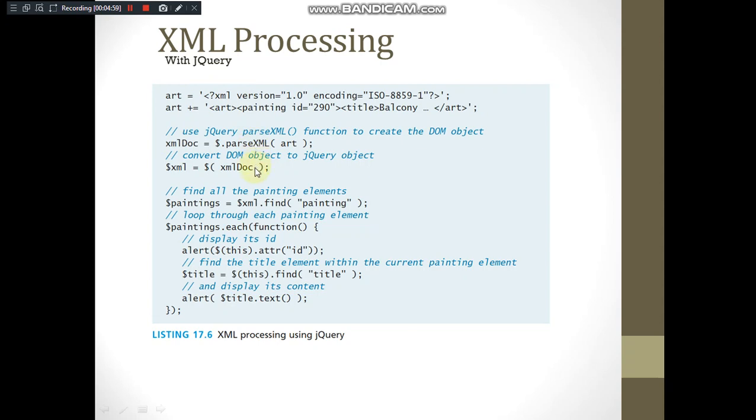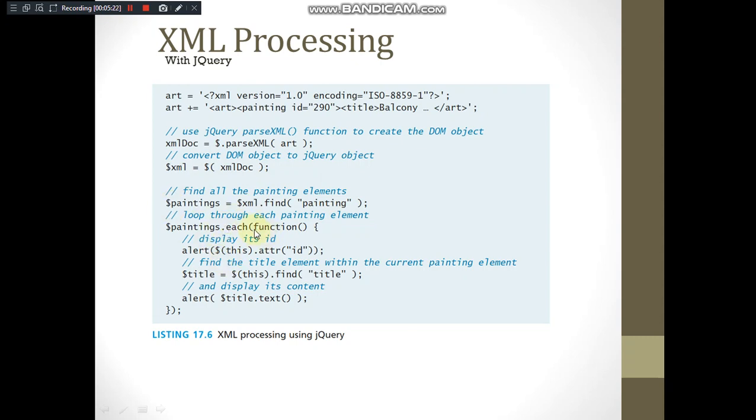That is converted into a jQuery object now. So the jQuery object we are referring to through $xml now. In order to find all the painting elements, we are using the find function, which is associated with the object, $xml.find. What we are searching for is painting. So this is copied into an array, $paintings.